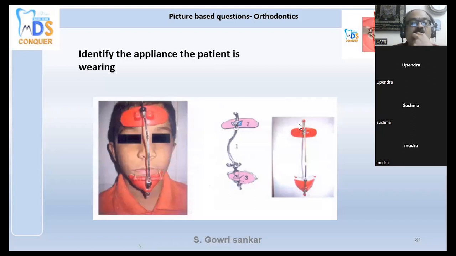So now they are going a little bit deeper and asking about the types of appliances, types of face masks. Remember, all face masks have this component, a connecting metal framework, an intraoral appliance, and these elastics. He is wearing elastics to pull the maxilla out. These elastics are usually given at 20 degrees to the occlusal plane so that the maxilla grows normally downwards and forwards. So remember this framework.